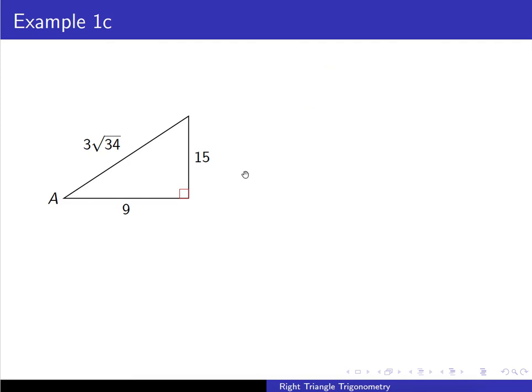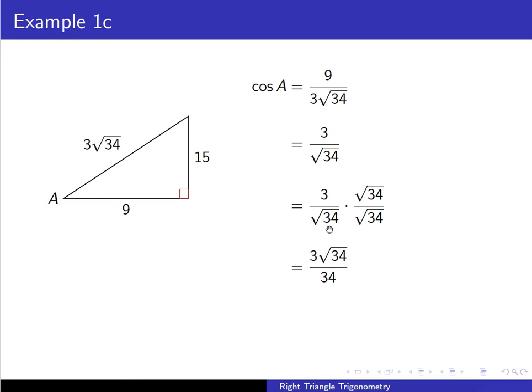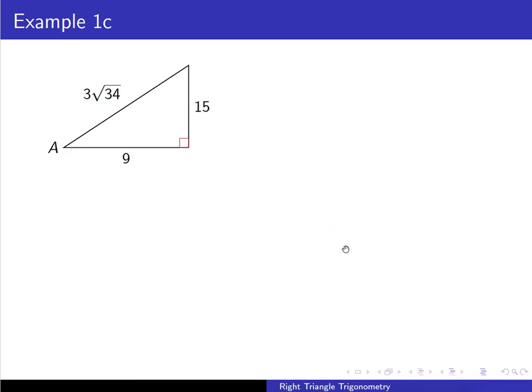All right, next up, cosine of angle A is going to be adjacent over hypotenuse, or 9 over 3 times the square root of 34. So 9 over 3, those are both not inside of a radical, so we can divide 9 by 3 as 3, or 3 over 1. So cosine of angle A is 3 over the square root of 34. And rationalizing this one, we have to multiply the numerator and denominator by the square root of 34. So when we do that, on top we get 3 times the square root of 34, and on the bottom again we get 34.